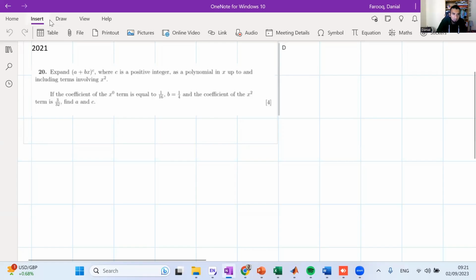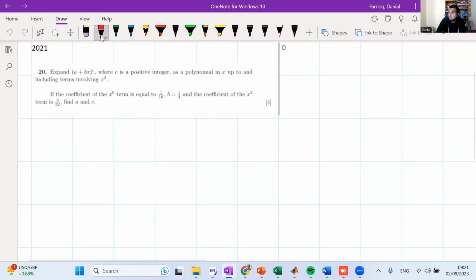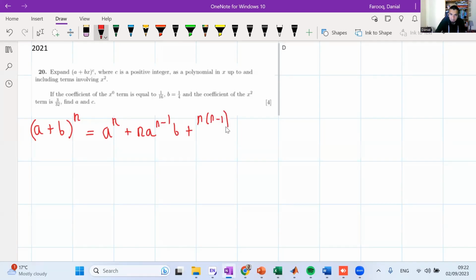Okay, so let's start by writing the general formula. (a + b)^n equals a^n plus n a^(n-1) b plus n(n-1)/2 factorial a^(n-2) b squared.